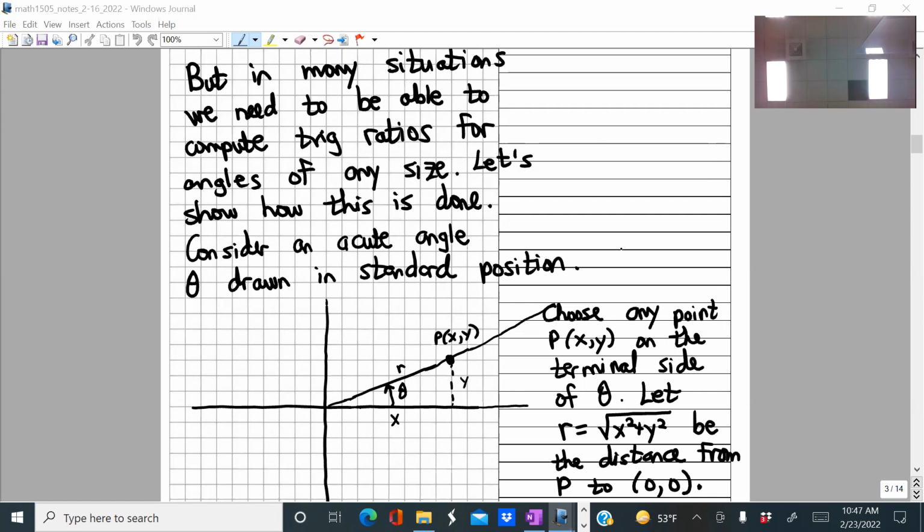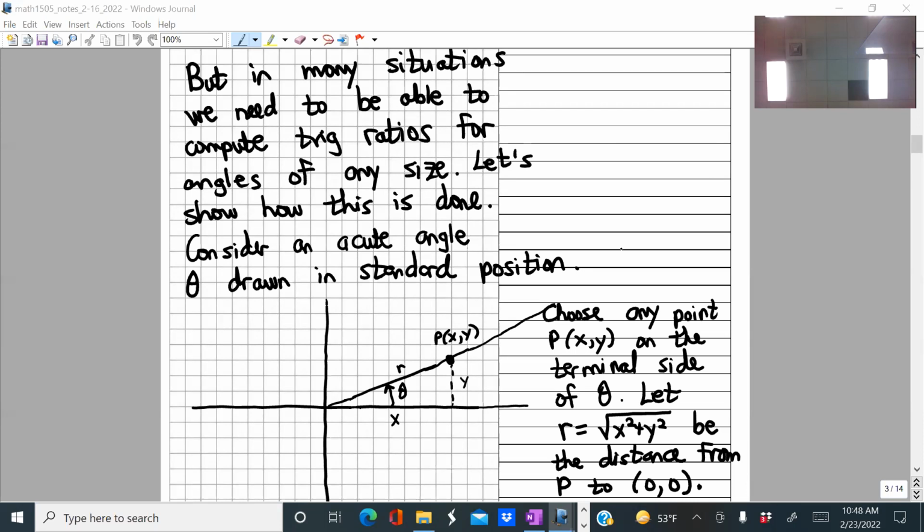And let's imagine that we have an angle theta. Let's start with theta being an acute angle, so between 0 and 90 degrees. So we're really not adding to our knowledge yet here. But then this diagram, I'm going to draw the diagram in a different way here.